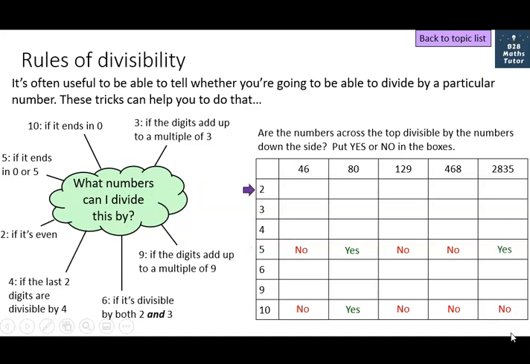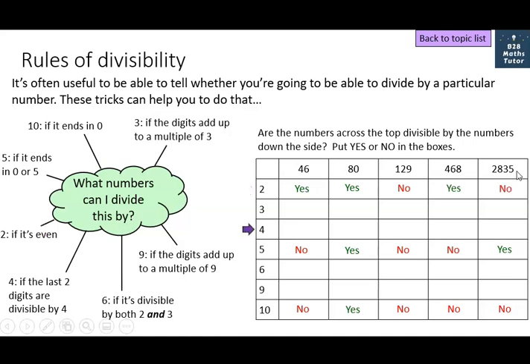Then we have 2. Can you divide it by 2? Well, 46 ends in 6, it's even, so yes you can. 80 ends in 0, it's even, so yes you can. 129 ends in 9, which is odd, so no. 468 ends in 8, so yes. 2835 ends in an odd number, so no.